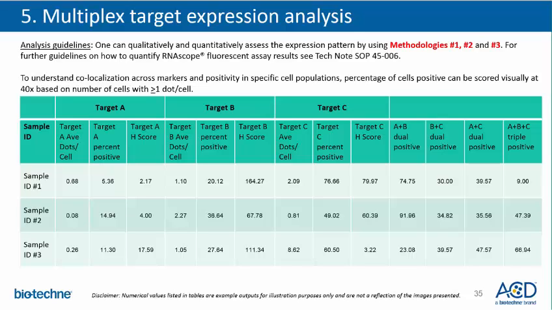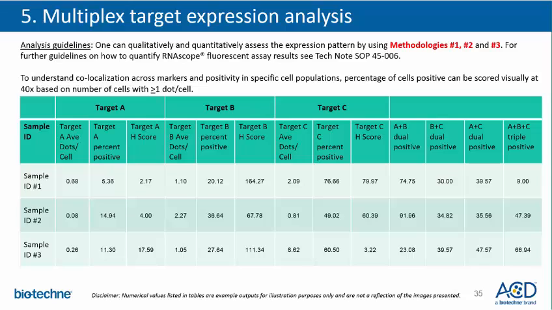Also, because of space limitations here, the percentage of cells that fall into each bin has been taken out, but would certainly be generated for each target. Also, the percentage of cells that co-express A and B, B and C, and A and C, and all of the 3 targets together are generated.